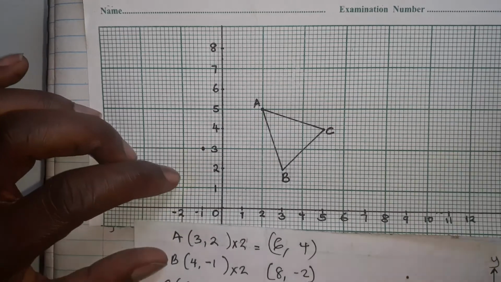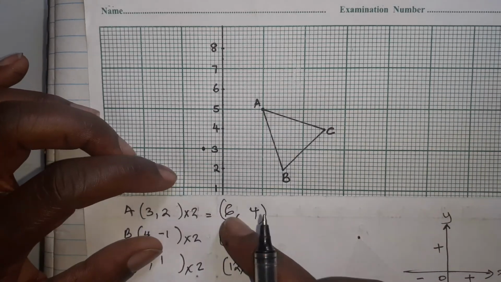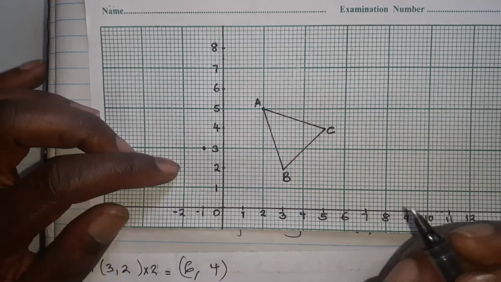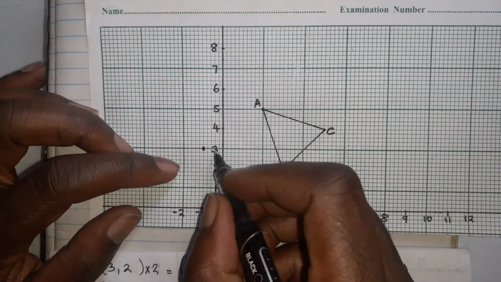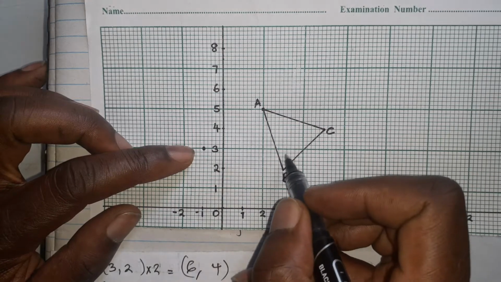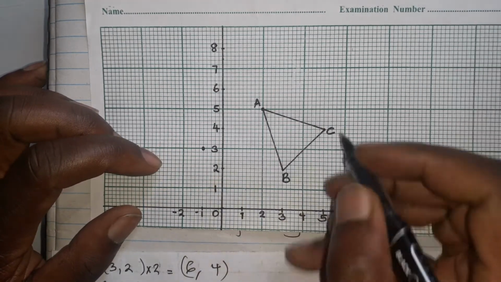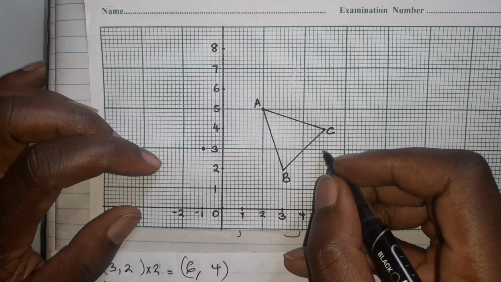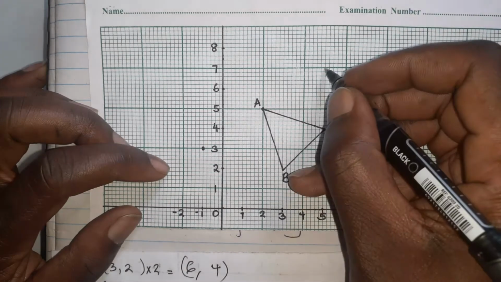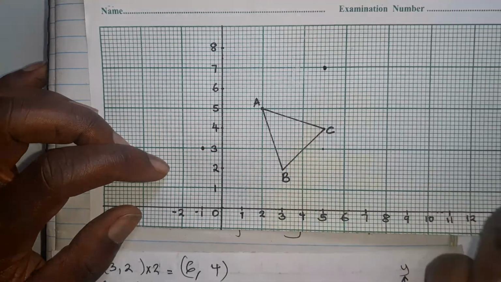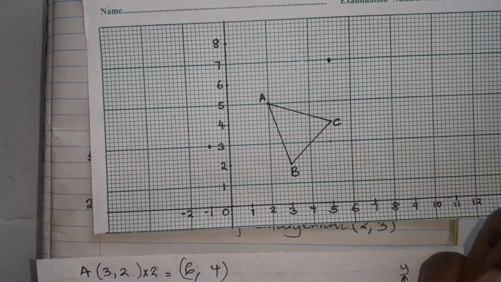Again, we plot these three points using the same center of enlargement as the origin. I'm going to start with A. It's 6, 4. We count 1, 2, 3, 4, 5, 6 up to here. Then we go up how many steps? 4 steps. So we're going to have this point. That's where we're going to have our A on the image.